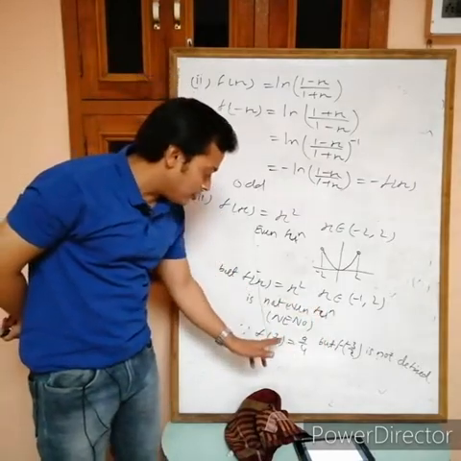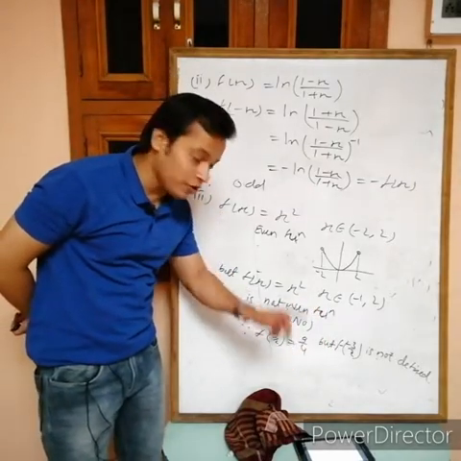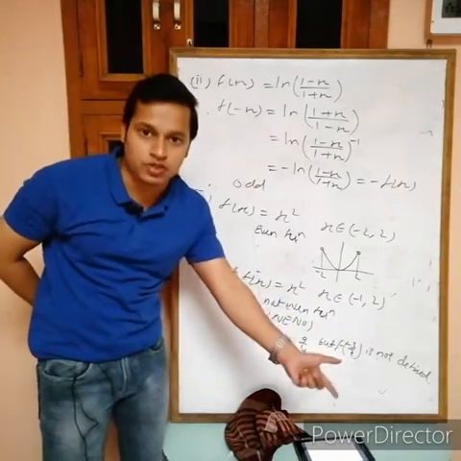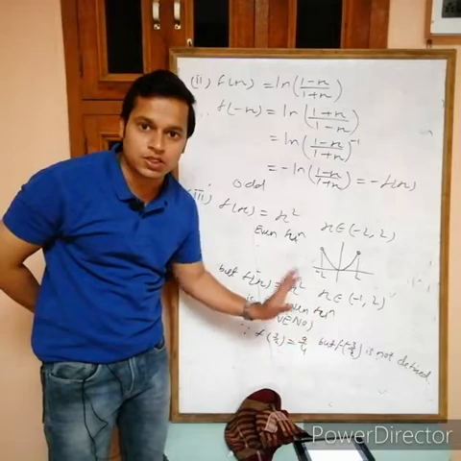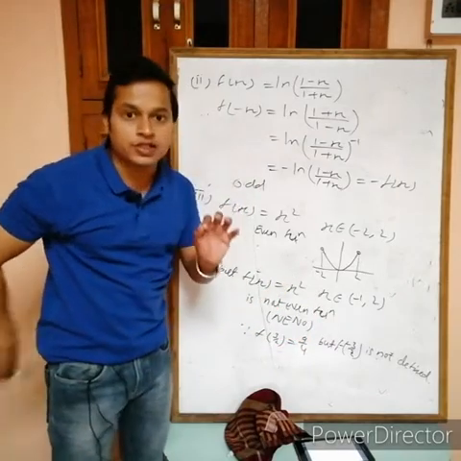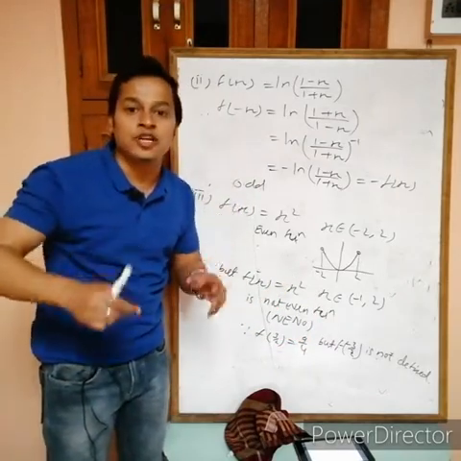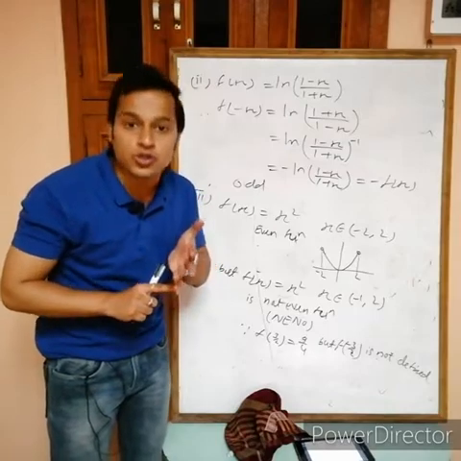If f(3 by 2) is equal to 9 by 4, then f(minus 3 by 2) must be equal to 9 by 4. But there is no value of f(minus 3 by 2), so this is not an even function. We have the definition that f(minus x) equals f(x) for every x belongs to the domain.